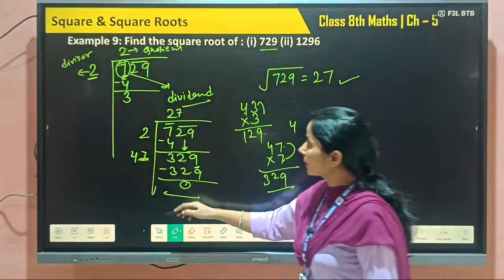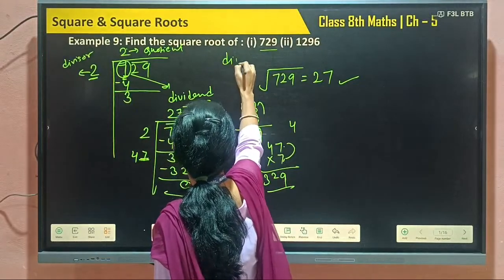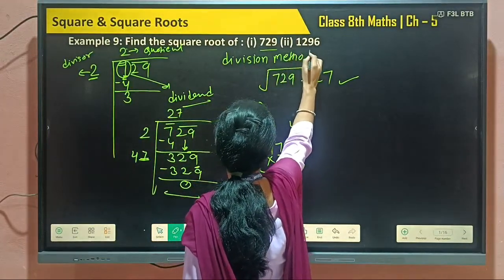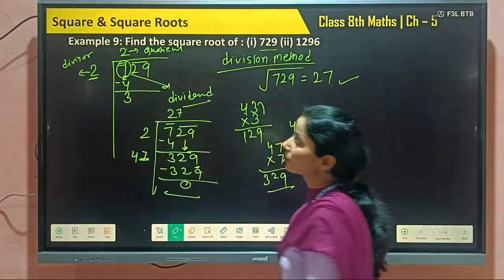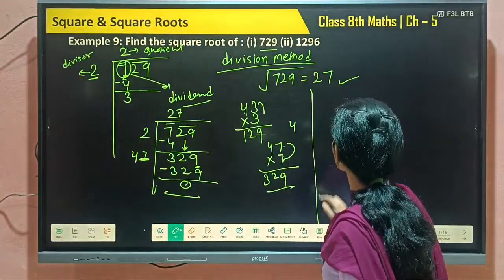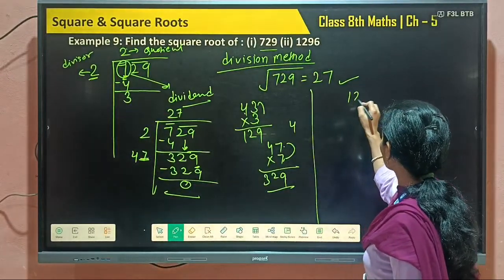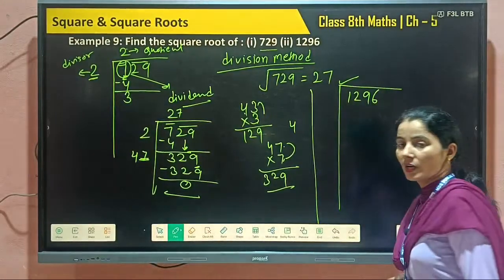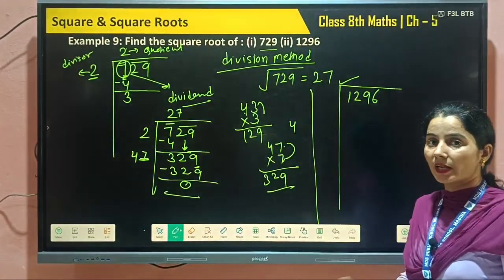This is called the division method for finding the square root of a number. Let us do the next part. What is the next part? 1296. We have to find its square root by division method.